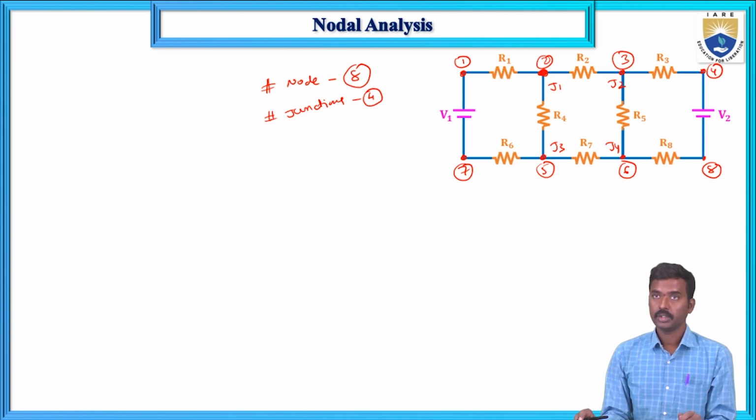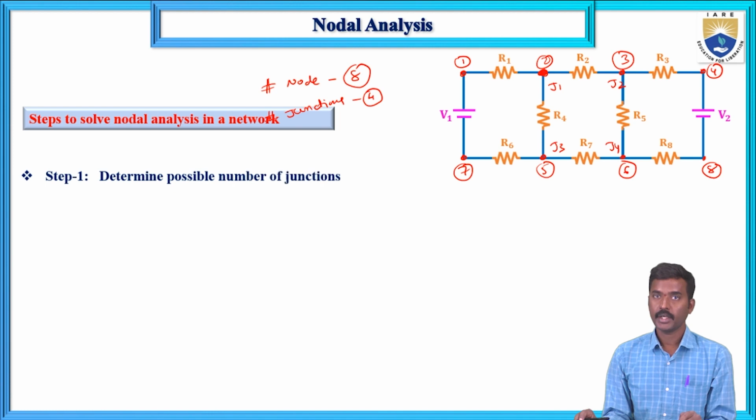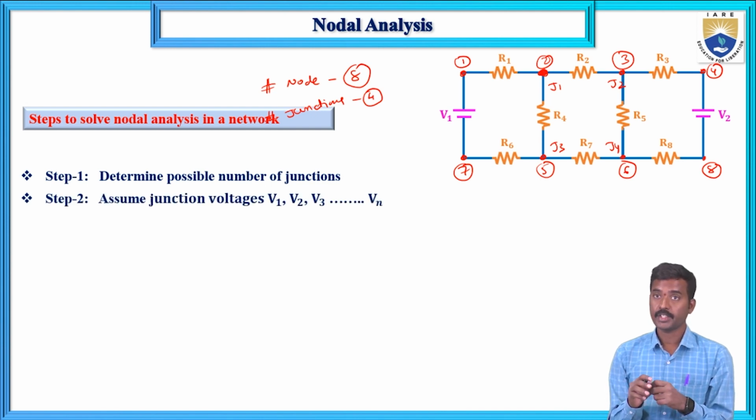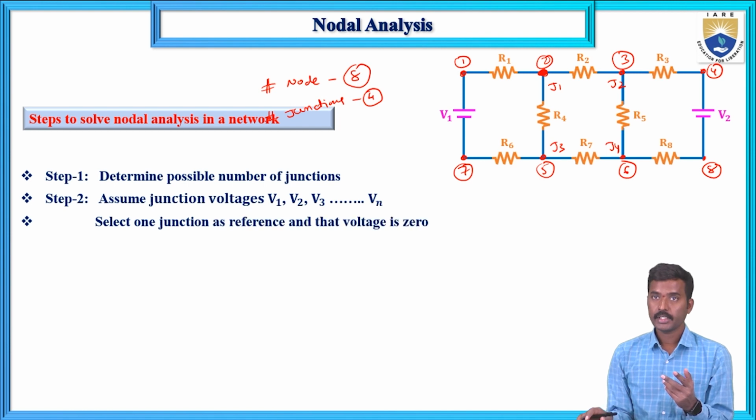Now here the steps. What are the steps to follow nodal analysis? You are supposed to follow total 5 steps. Step 1, determine possible number of junctions. Here in this particular network, total 4 junctions. Step 2, assign the junction voltages V1, V2, V3 till Vn. If suppose n number of junctions, assign the junction voltages like V1, V2 and V3. Next, select one junction as a reference junction. You can select any one.